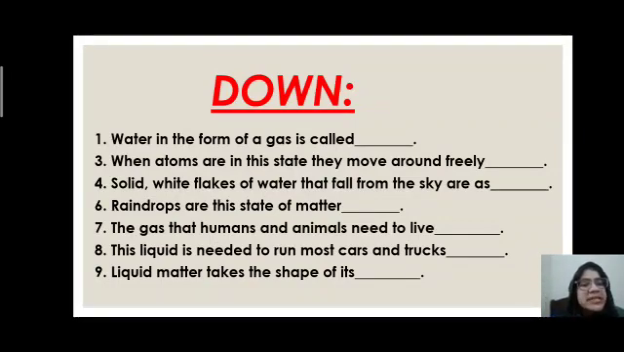Now moving on towards the next one. Raindrops are this state of matter. What are raindrops or what is rain? You have to write down the state of matter. It is solid or it is liquid or it is gas. Write down that state. Now the next one, the gas that humans and animals need to live.